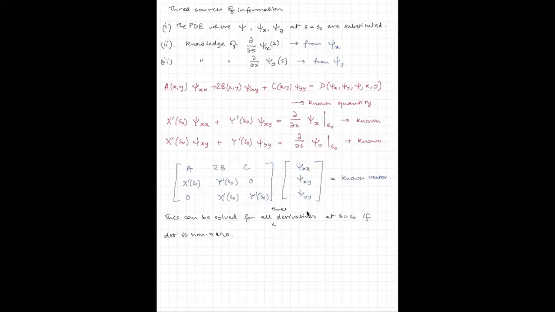So let's just say here, assume this holds in some neighborhood of s equal to s naught, and hence all second derivatives are determined.